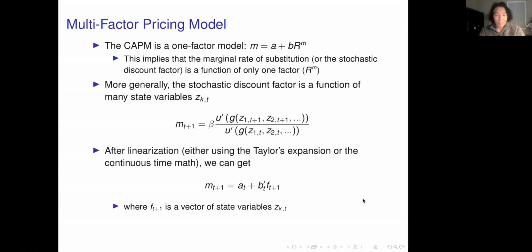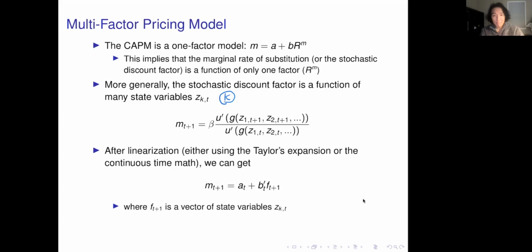The CAPM is a one-factor model as we saw in the last class. In that case, the stochastic discount factor is just a linear expression in terms of the market portfolio. But more generally, the stochastic discount factor is a function of many state variables, say z_k. So we can assume there are k different state variables, in which case the stochastic discount factor is a marginal utility or the marginal rate of substitution.